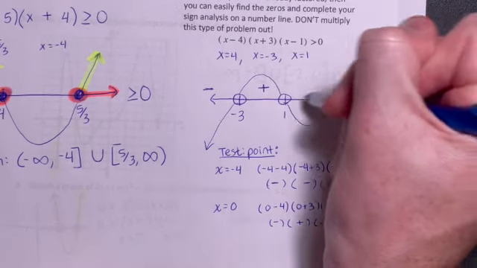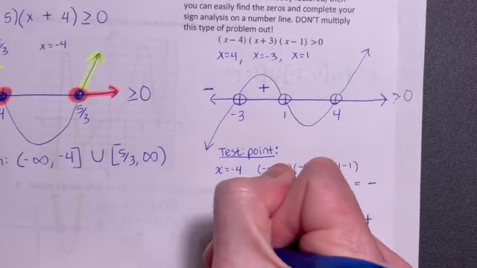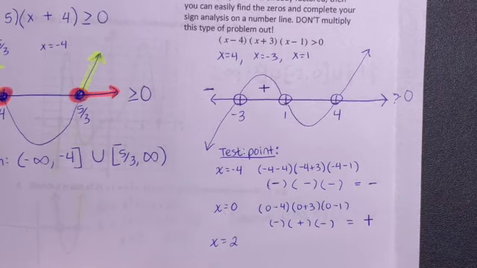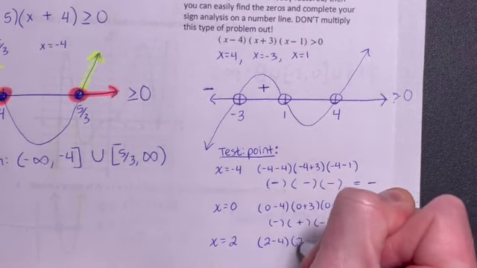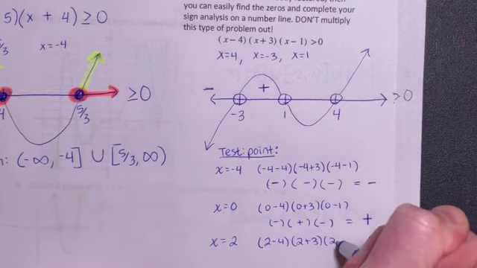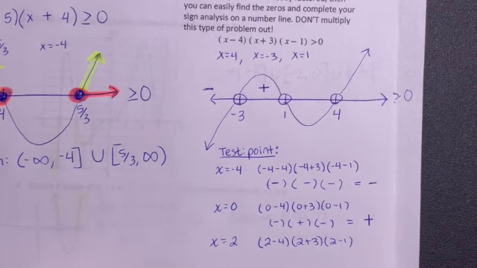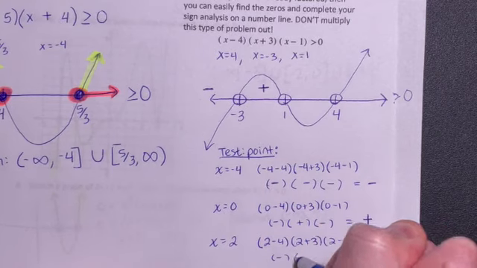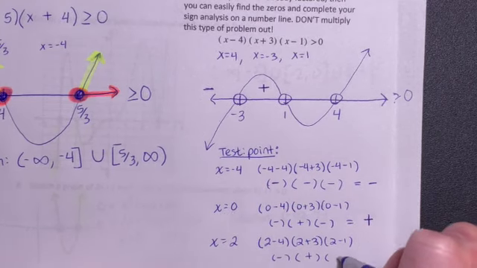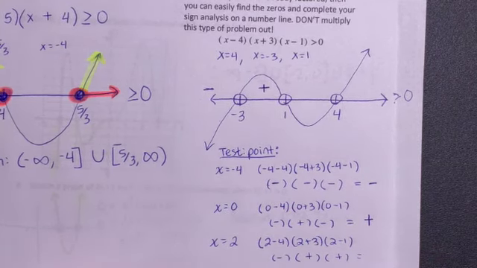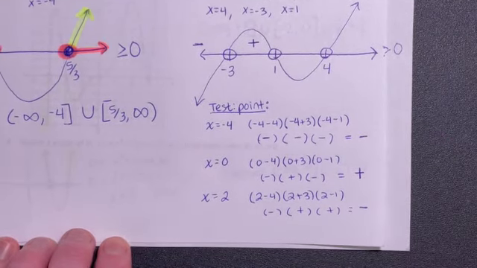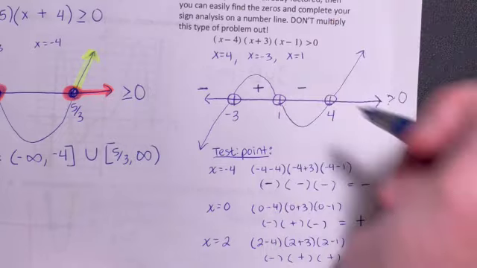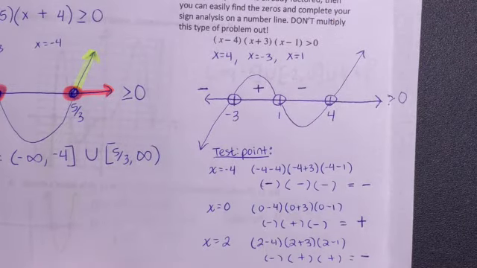I could try it out again between 1 and 4, so something like when x is 2. We have 2 minus 4, 2 plus 3, and 2 minus 1. 2 minus 4 is negative, 2 plus 3 is positive, and 2 minus 1 is positive. So when you multiply a negative times a positive, you end up with a negative. That means that third section is negative.